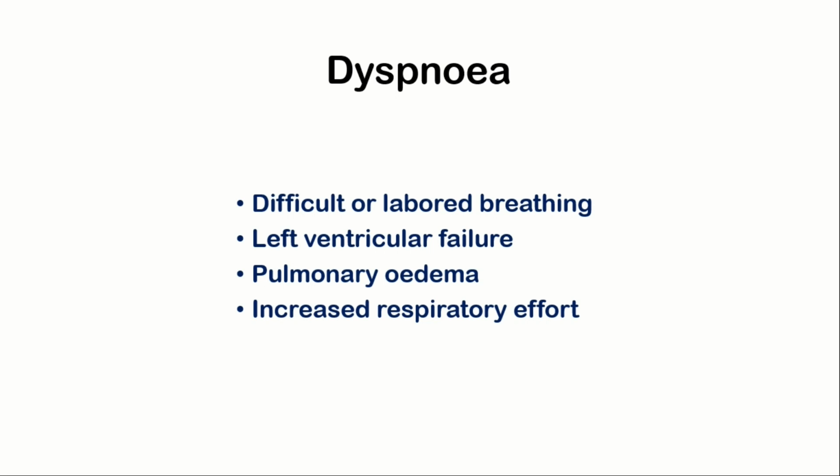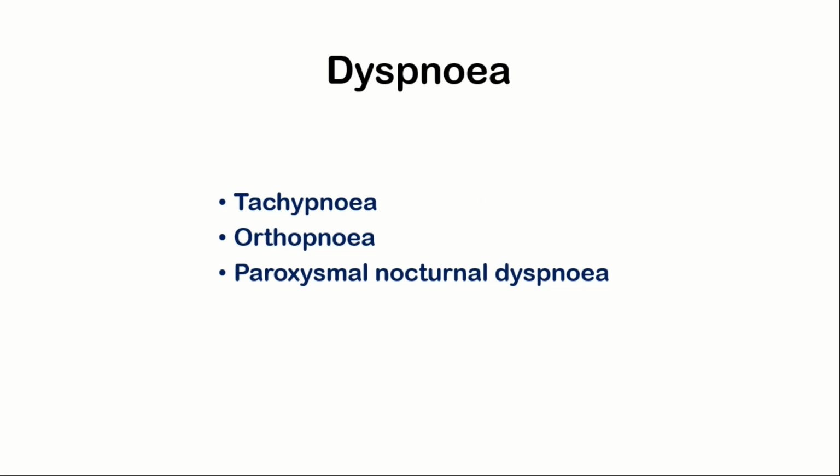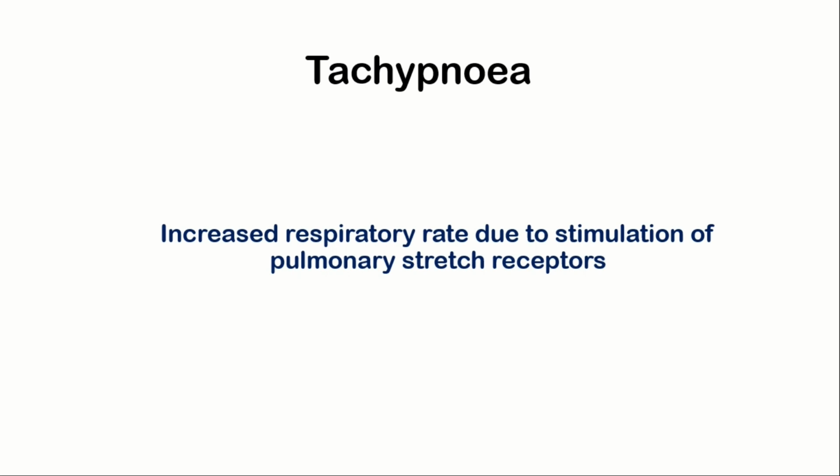There are several types of dyspnea. These are tachypnoea, orthopnoea, paroxysmal nocturnal dyspnea, and Cheyne-Stokes breathing pattern. Now, let's talk about these types of dyspnea. Tachypnoea is simply increased respiratory rate due to stimulation of pulmonary stretch receptors.